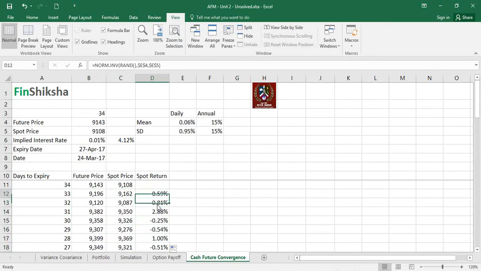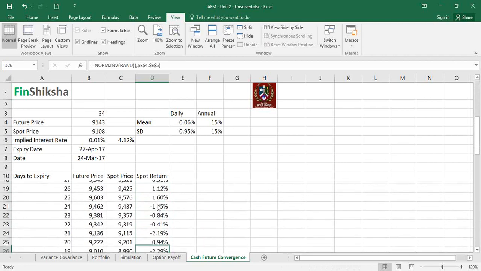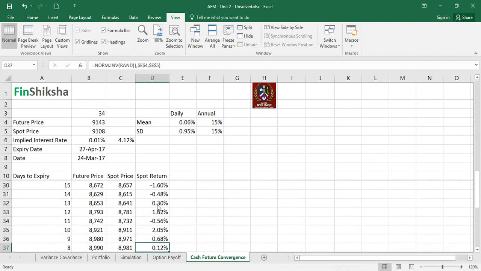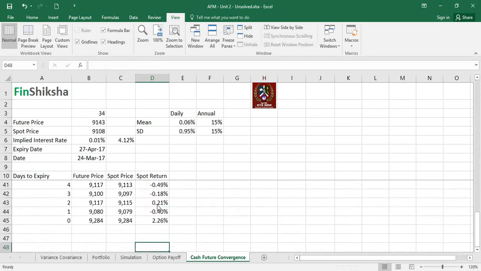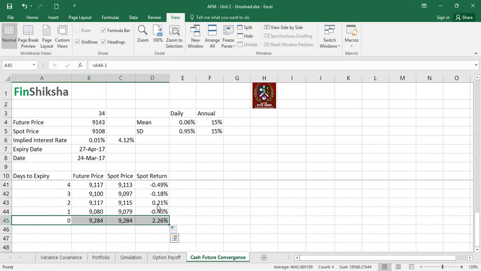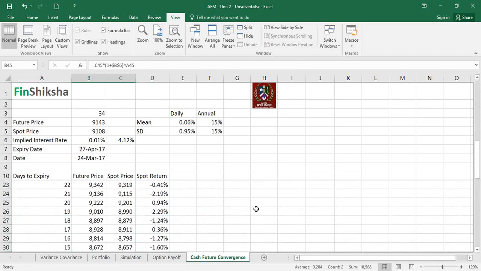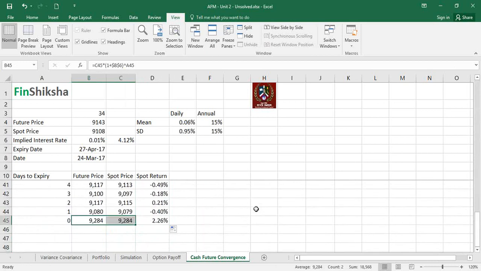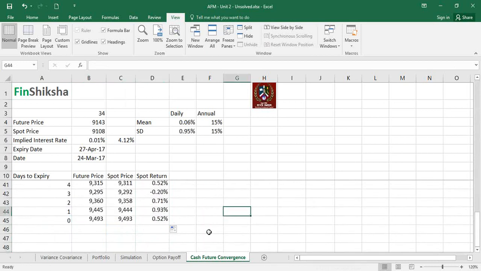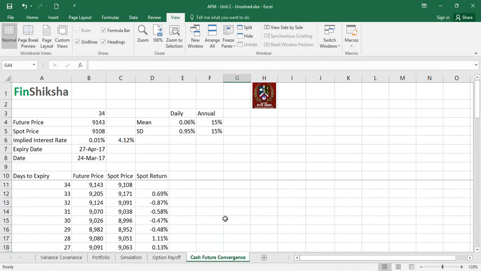It works fine. So every day there is a spot return which we have projected based on the numbers that we have available, and we will find that as we go along, the final day, the prices of the spot and the future will converge. They will become the same. So you can do it as many times as you want. I can keep pressing F9, but you will find that the final day, the spot and the future price will be exactly the same, right?